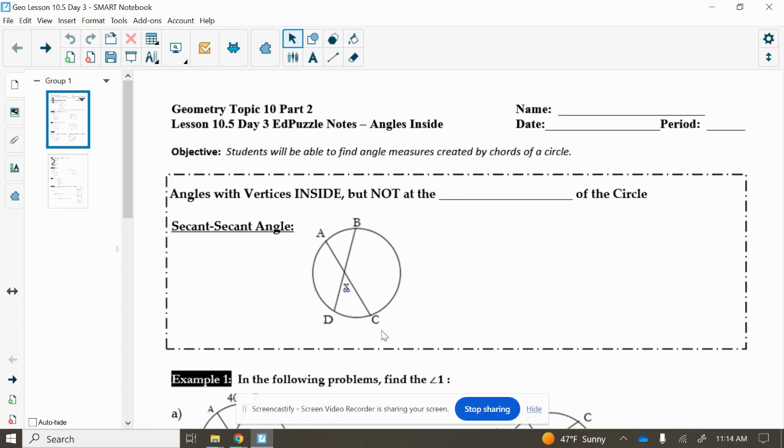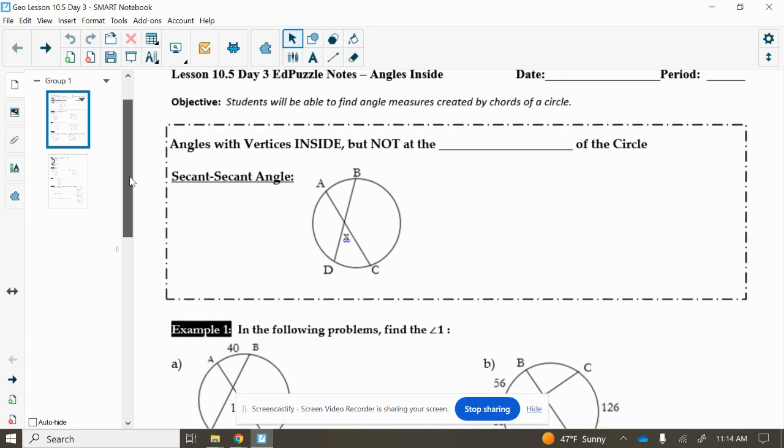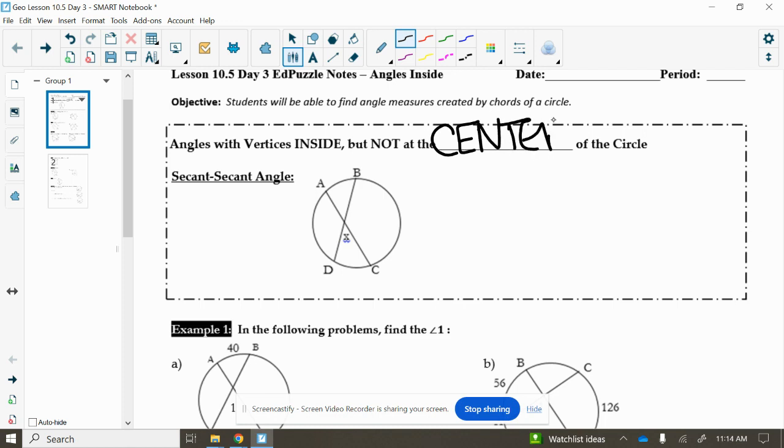Today, we are going to be talking about the angles formed inside of our circle. So, we've already focused on the chords that are intersecting in our circle and finding the length with the segments. Now, we're going to talk about the angles. So, these again are angles who have vertices inside, but they are not at the center of the circle. So, these are just inside the circle.